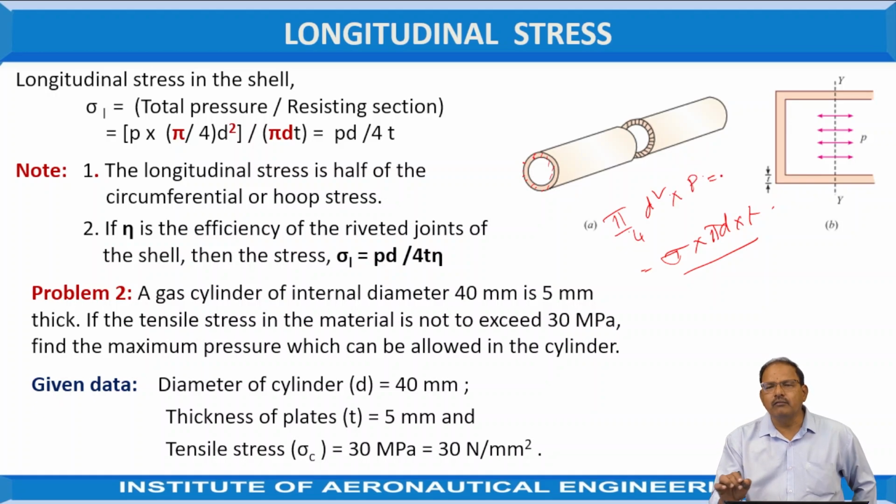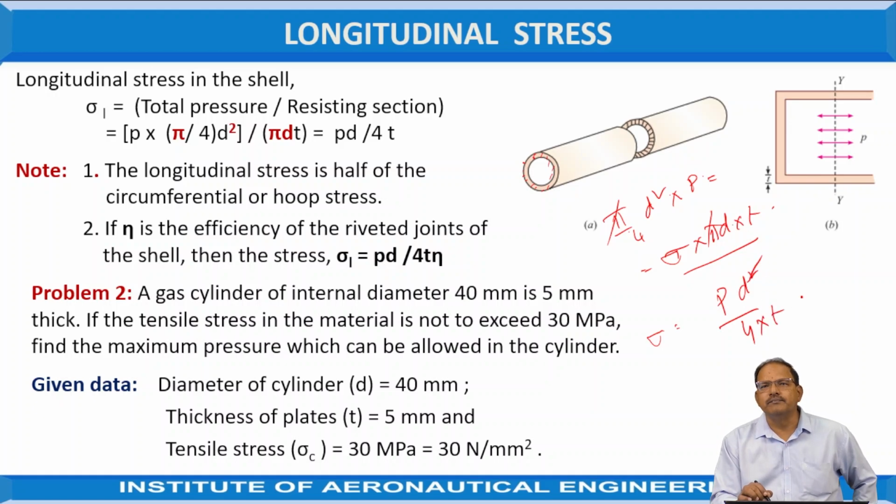Both should be equal in magnitude, just before it breaks. So I am equating these two equations. Here, pi gets cancelled, so sigma is equal to P D square by 4, and one D cancels again, so it goes like this: sigma l is equal to PD by 4T. But in the previous case, for circumferential stress, we got the value PD by 2T.